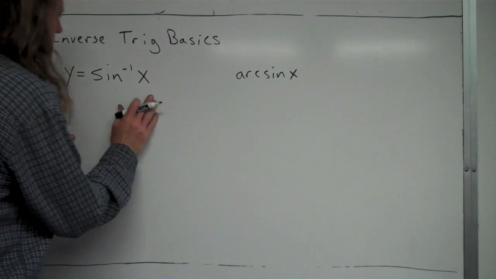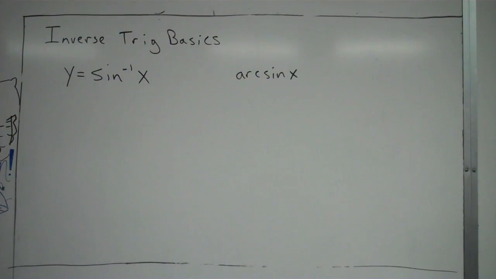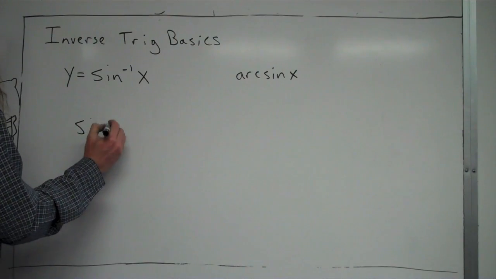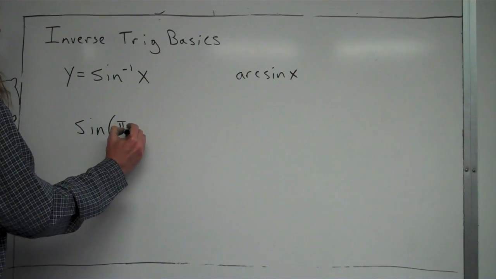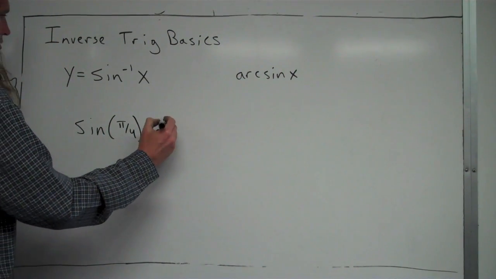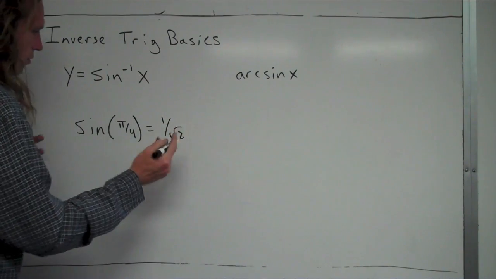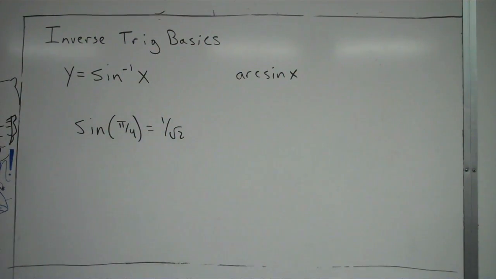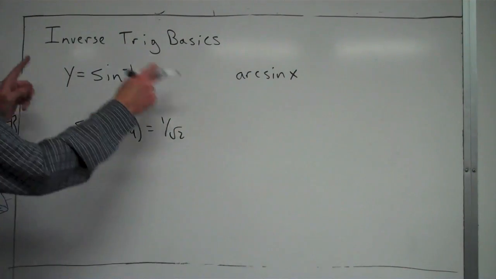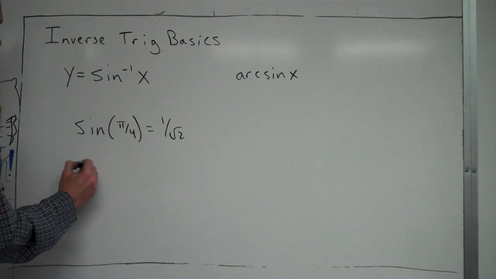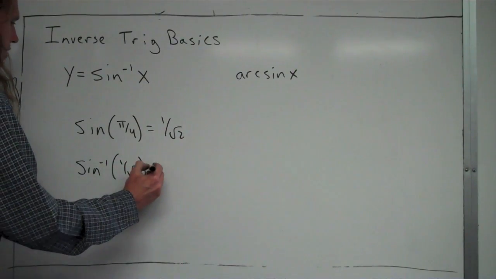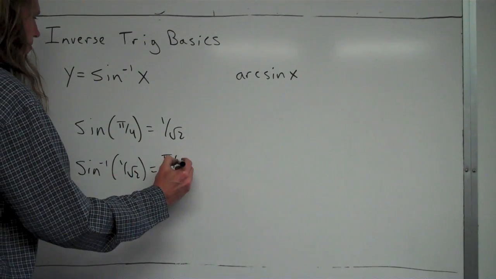And what this basically means is, say for example, sine of pi over 4 is equal to 1 over square root of 2, or square root of 2 over 2. You could rationalize it and write it the same way. So if that's the case, the relationship that inverse sine has is that inverse sine of 1 over square root of 2 is equal to pi over 4.